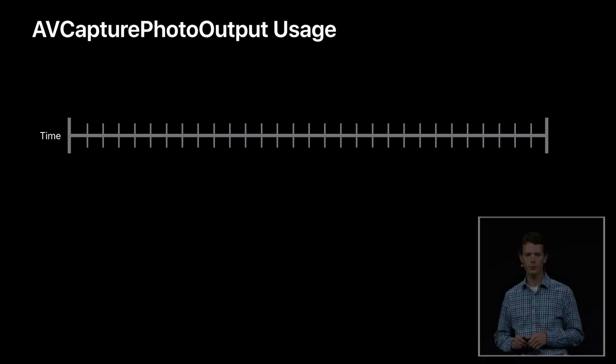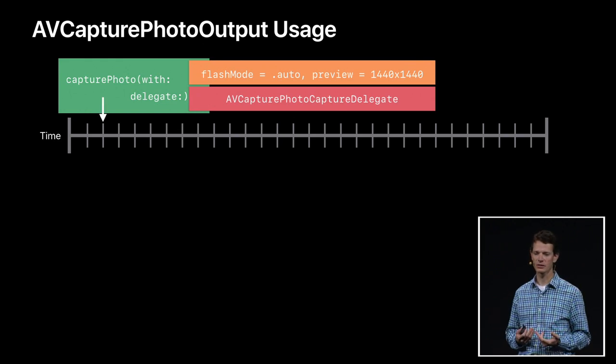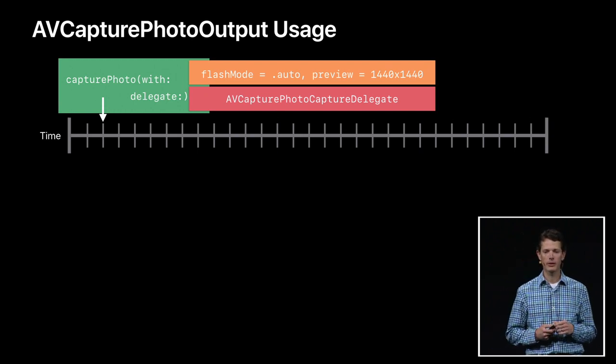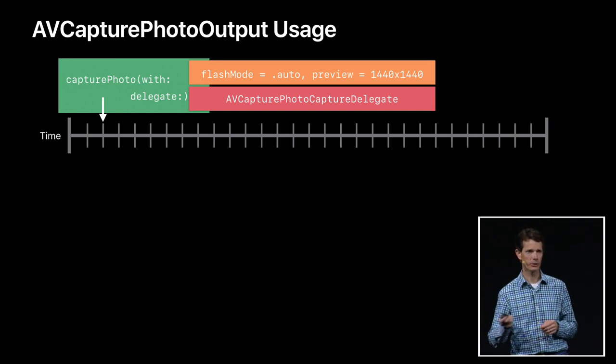We'll do a brief refresher on how to request and receive images with the photo output. First, you fill out an object called an AV Capture Photo Settings. This is sort of like a request object, where you specify the features that you want in your photo capture. Here it's the orange box. Here I've indicated that I want auto flash, meaning photo output only uses the flash if it's necessary, only if the light is low enough to warrant it.